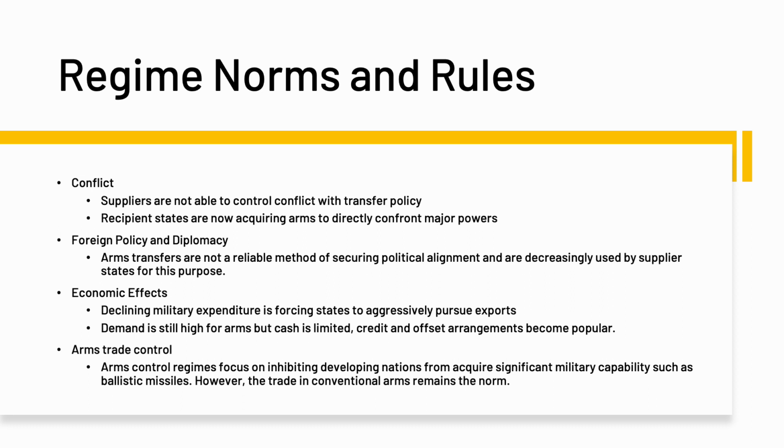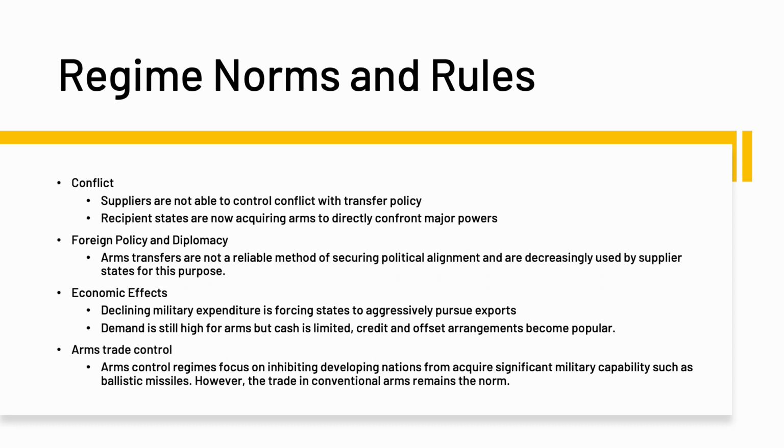When we look at foreign policy and diplomacy, we find that arms transfers are not a reliable method of securing political alignment and are decreasingly used by supplier states for this purpose. It's really interesting that I think the average belief is we still perceive arms transfers as a tool of foreign policy. And I think that it still is, and I think the evidence is overwhelmingly there that it can still be used as a tool of foreign policy.